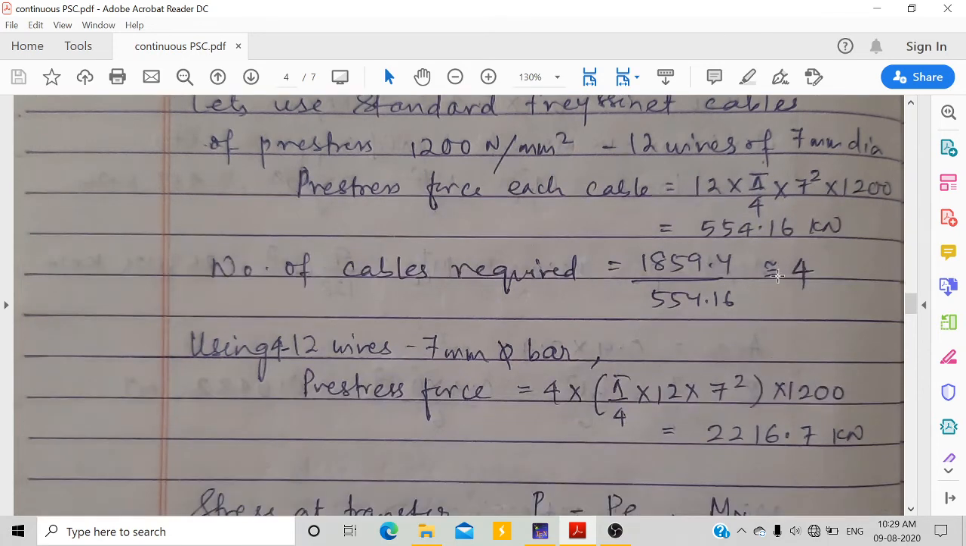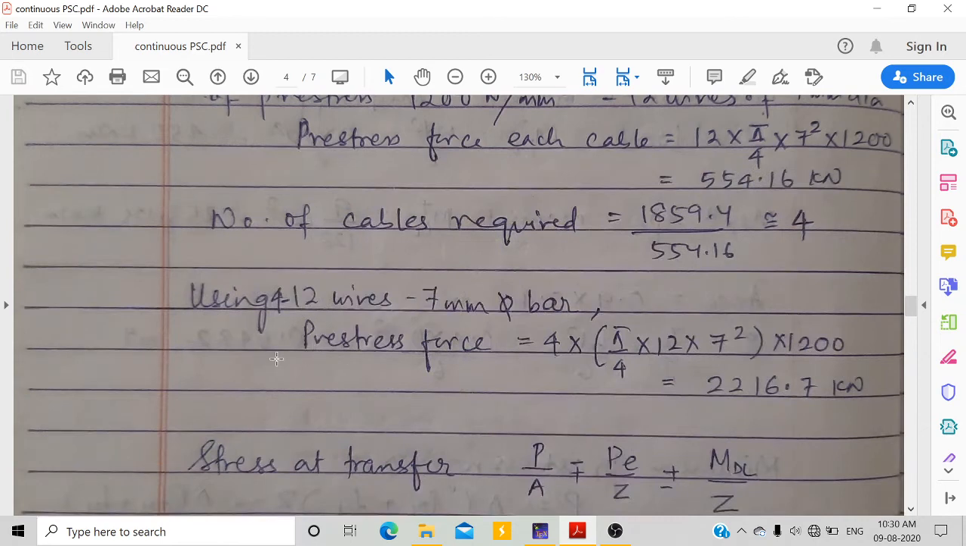So this is almost equal to 4, because it is coming 3 point something. So I have rounded to 4. So if I'm using 4 numbers of cables of 12 wires, 7 mm dia bar, so finally my pre-stress force is 4 into the area pi by 4, 12 numbers of wires into 7 square into pre-stress 1200 Newton per mm square. If you divide by 1000, you'll get in kilonewton, 2216.7. So this is my pre-stress force.